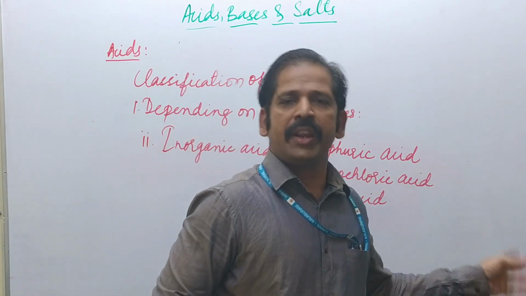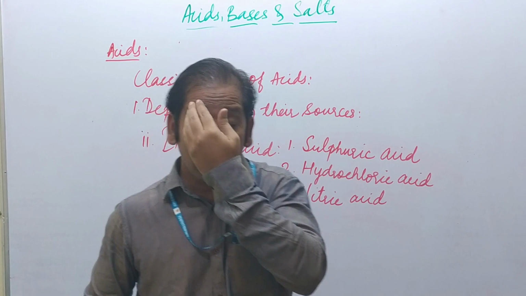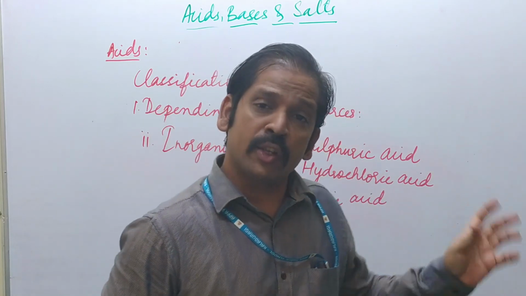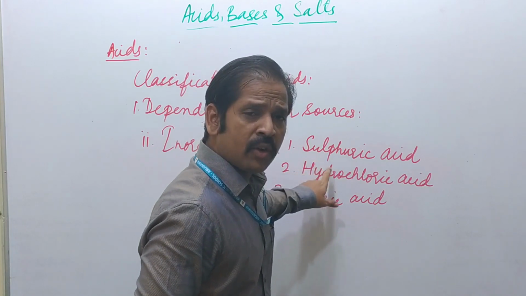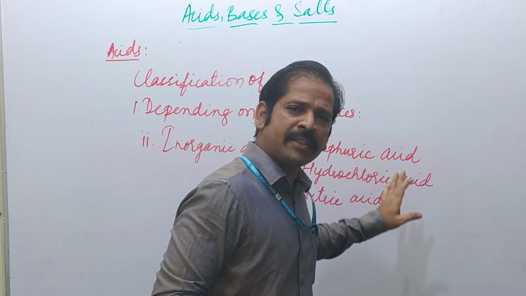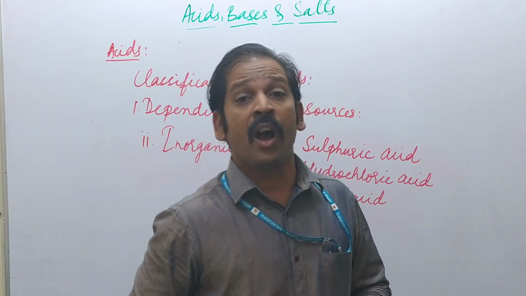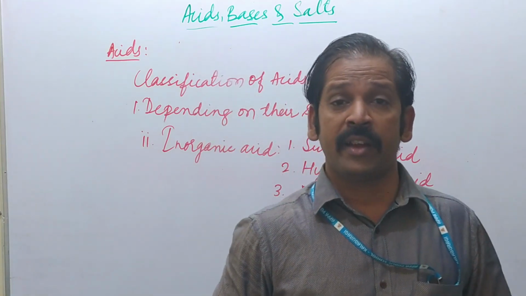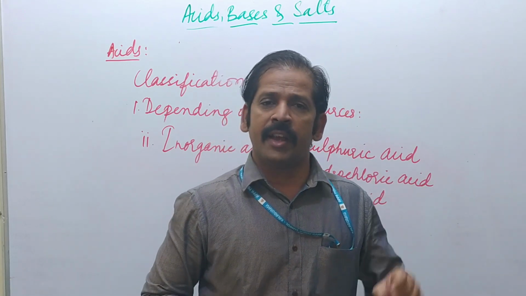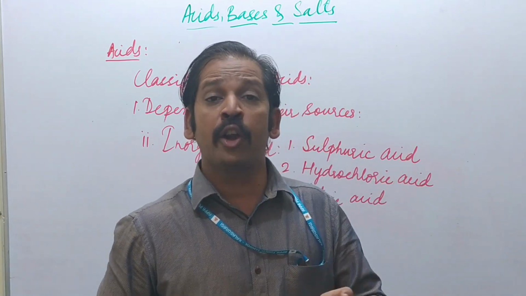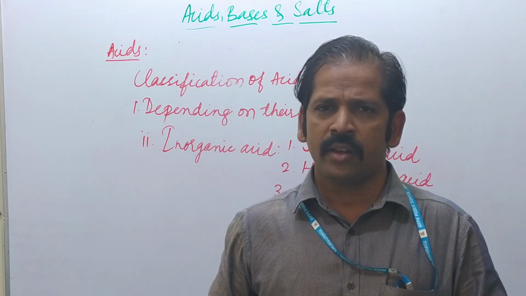These are the three acids. Commonly, we will consider only these three acids. Apart from that, we have some more acids. HCl, hydrochloric acid, H2SO4, sulfuric acid, HNO3, nitric acid. Apart from that, we have hydrofluoric acid, HF, HBr, hydrobromic acid, HI, hydroiodic acid.